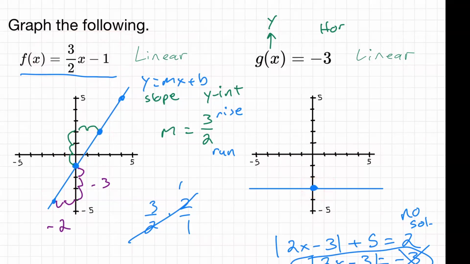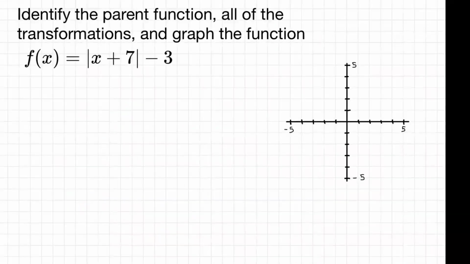Now, as we move forward with these other functions, we want to be careful that we recognize first and foremost what type of function it is and how we should proceed to work with that. So as you see f of x here, what type of function is it?